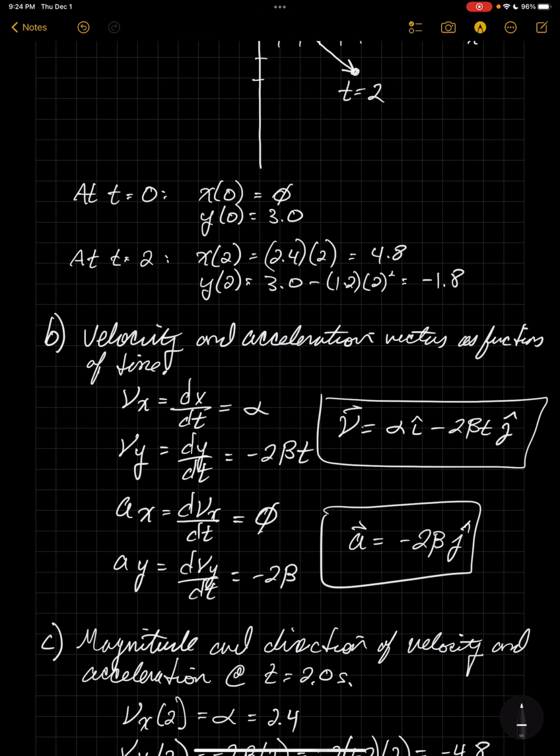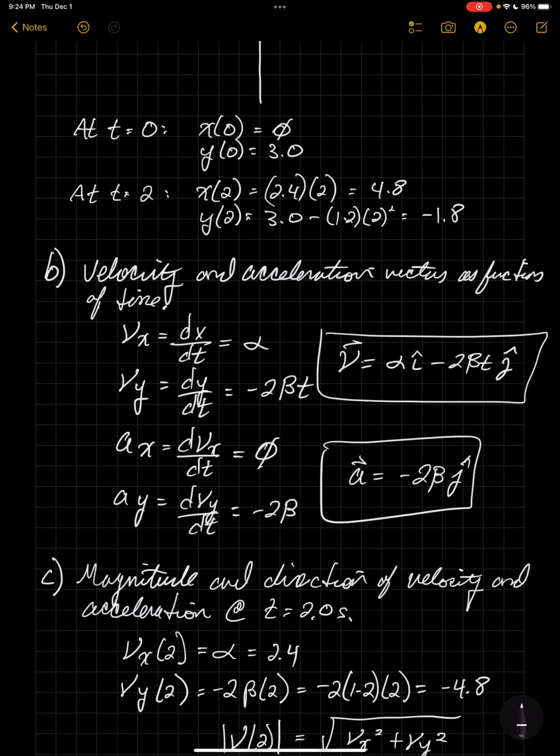Likewise, to calculate the acceleration vector, that's just the derivative of velocity with respect to time. So the acceleration in the x direction is just dvx by dt. Well, vx is just alpha, so the derivative of velocity with respect to time is just equal to 0. There's no t in vx, so it's just the derivative of a constant, which is equal to 0.